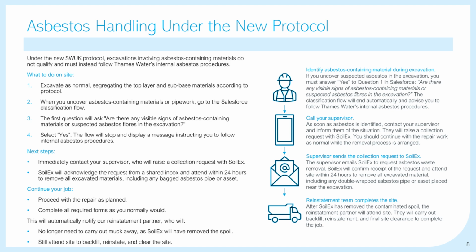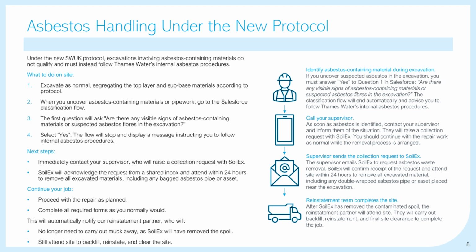That's your trigger to stop using the protocol and follow Thames Water's internal asbestos process. Next, contact your supervisor straight away. Tell them you found suspected asbestos and that they need to arrange a collection through SWUK. Any asbestos assets you handle should be double-bagged. Where possible, keep the length under 3 meters so they can be moved safely.